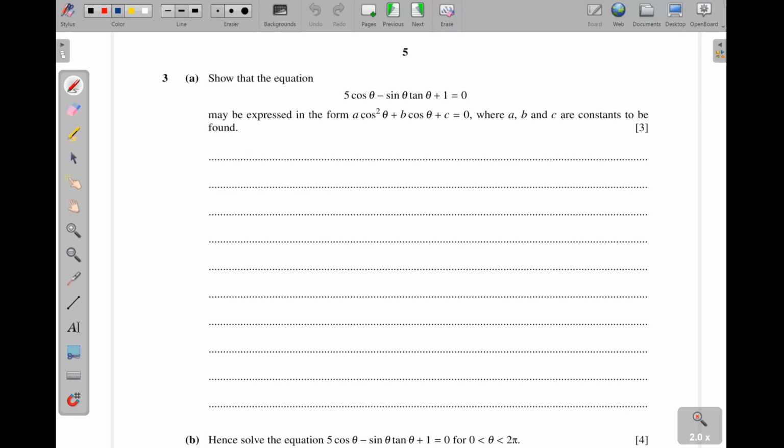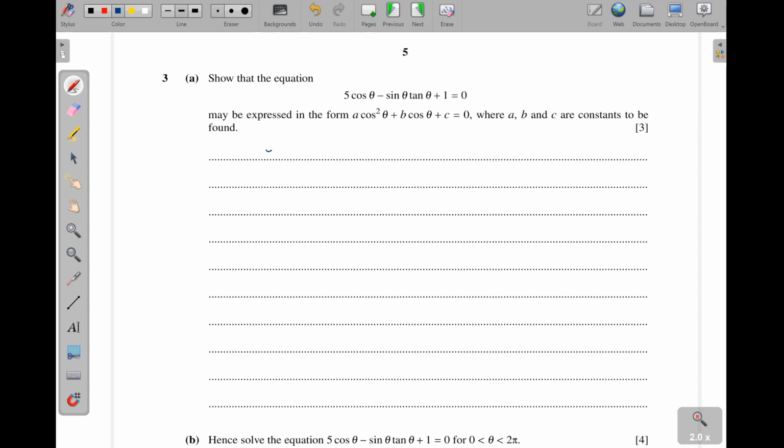Question 3 is coming from the trigonometry part. Show that the equation may be expressed in the form of a quadratic equation in cosine, where a, b, and c are constants to be found. Those constants can be fractions, can be whole numbers, can be negative or positive.